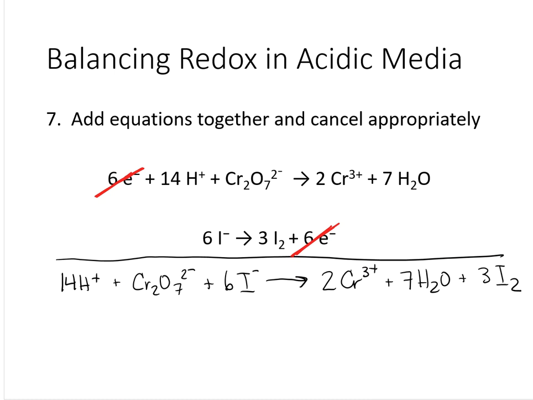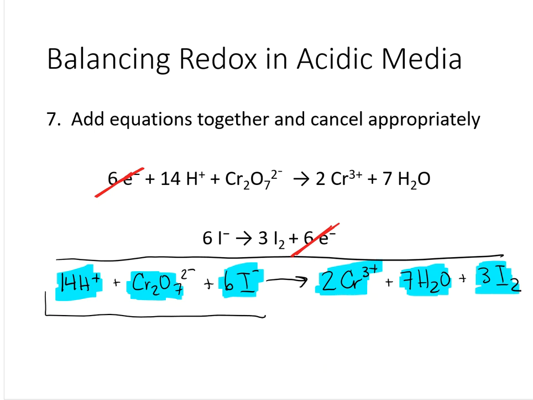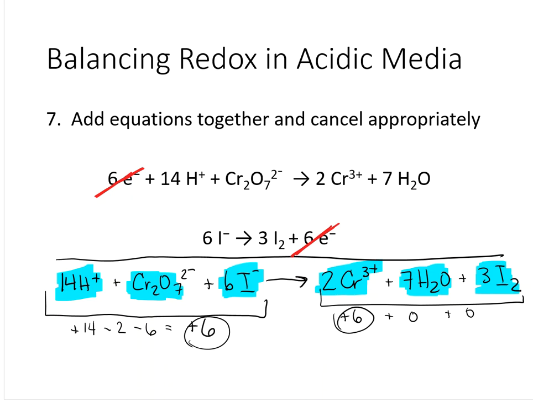So we have 14 hydrogens. We have 7 oxygens. 2 chromium. 6 I's. Overall charge in our reactants, plus 14, minus 2, minus 6, that equals 6. Over here in our products, plus 6, plus 0, plus 0, plus 6. Everything equals and balances as it should.